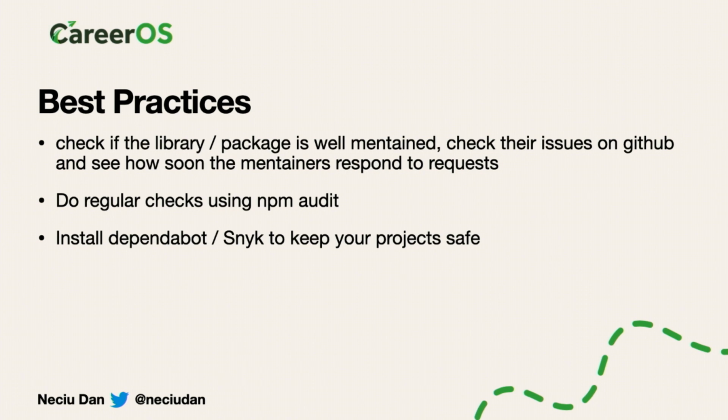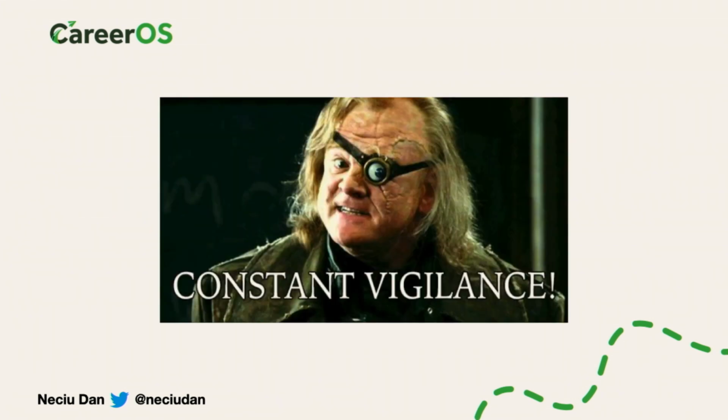So there are a couple of best practices. Like I said, check if the library package is well maintained. Do regular checks using npm audit, maybe included in your CI/CD pipeline. Install Dependabot, Snyk, or other security audit software to keep your project safe. But importantly, stay ahead of the game. Check websites and Twitter accounts to see what the latest vulnerabilities are. The most important part is to practice constant vigilance.